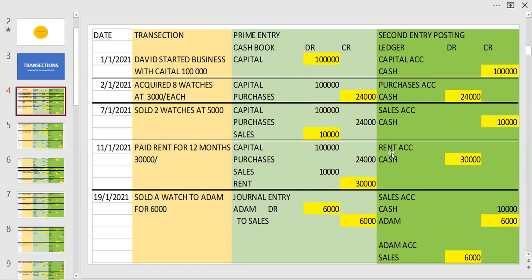The next transaction, rent paid for 12 months 30,000. Cash is going out, therefore cash account credit, rent account debit.